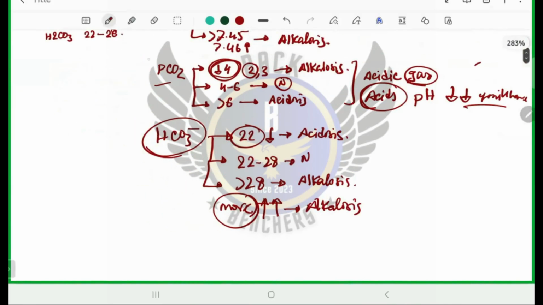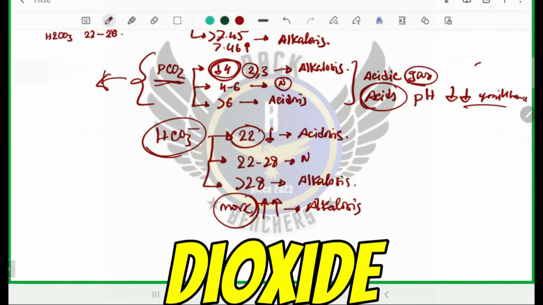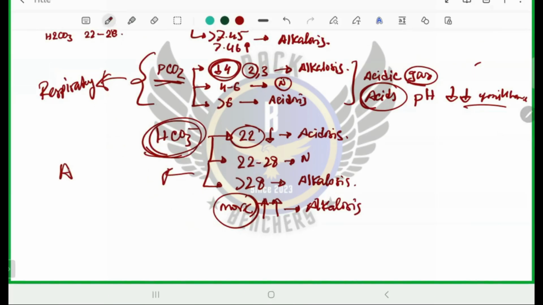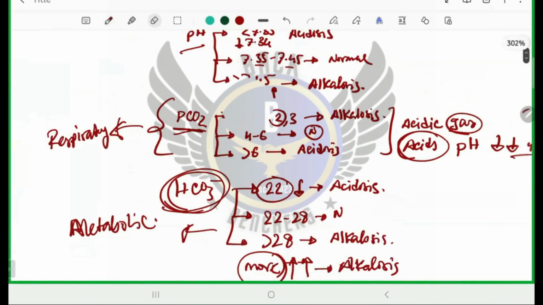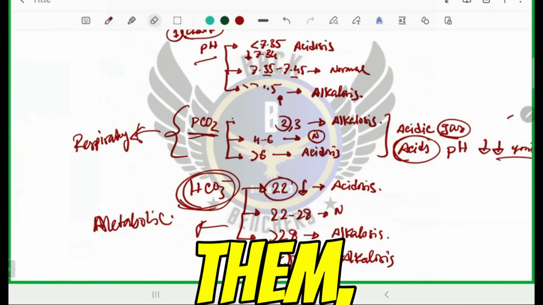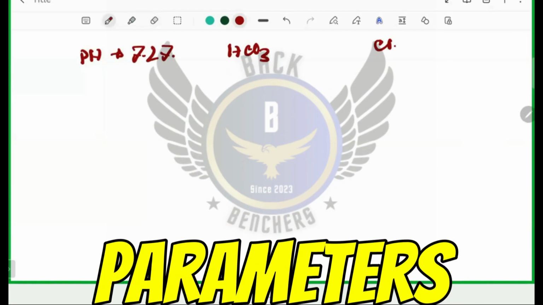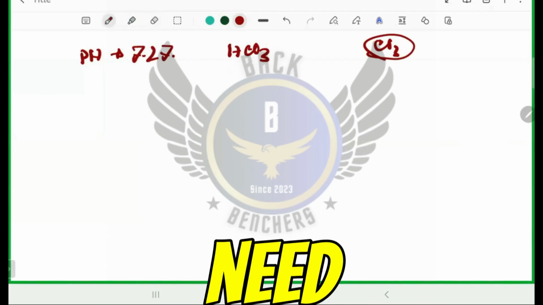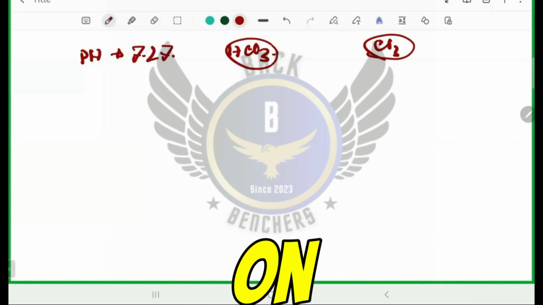Now, carbon dioxide enters our body through respiration. Whatever is related to carbon dioxide is respiratory. Whatever is related to bicarbonate is metabolic. First thing we do, we assign acidosis or alkalosis to each of the parameters. Just focus on these three parameters in any ABG question. Other things you don't need at all, like anion gap, chloride shift and so on. Focus on these three things.